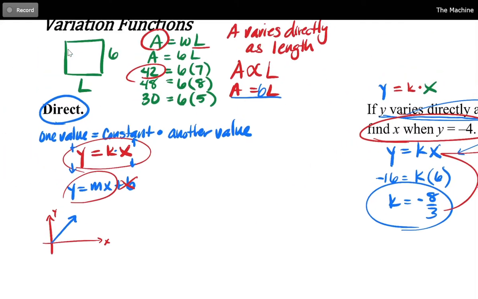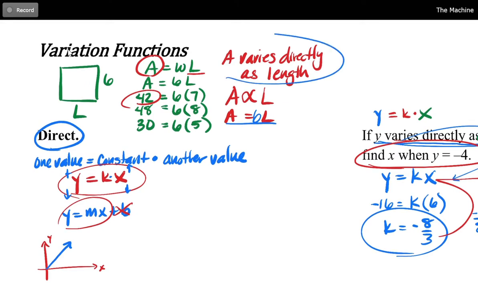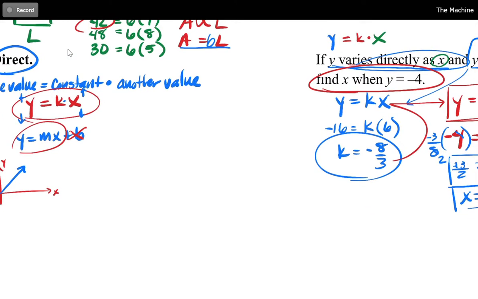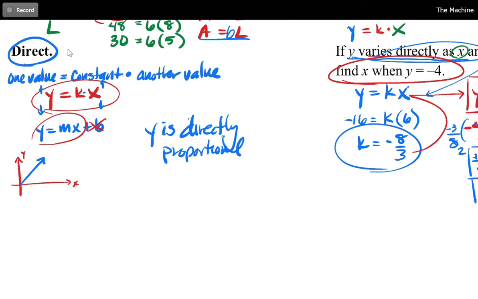Remember I said that A varies directly as length, area varies directly as length. I said that could be maybe said as A is directly proportional to. Maybe you've heard that before. Well, proportion means two fractions that are equal to each other. If I'm going to set these up as a proportion, a direct proportion would look like this. If I said y varies directly as x, let me back that up and say y is directly proportional to x.